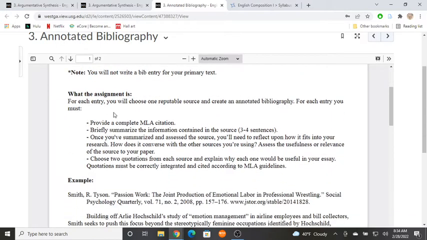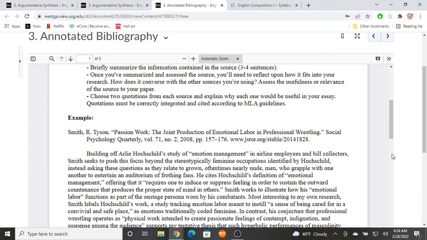What the assignment is, this is each entry, okay? Complete MLA citation. Summarize the information in the article, 3 to 4 sentences. Once you've summarized it, I want you to spend a couple sentences thinking about how you might use the article, like for what purpose. Are there any arguments or really interesting information in the article that you think you could make use of? And then finally, 2 quotations from the article, cited and integrated according to MLA. And again, a few thoughts about each quotation and how you might use it in the paper.